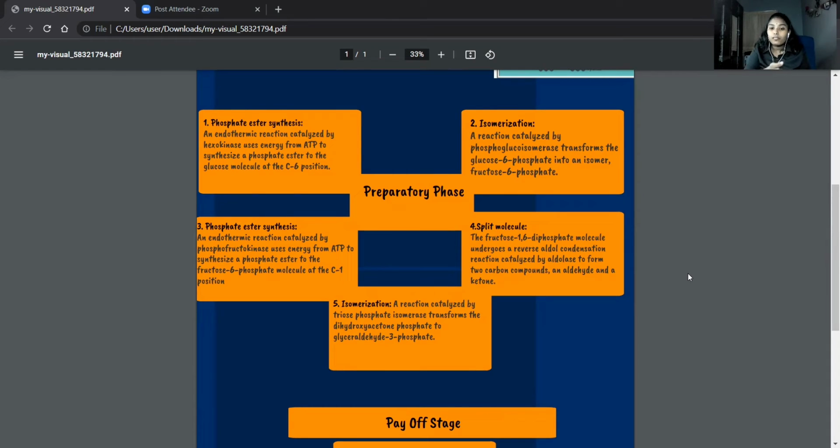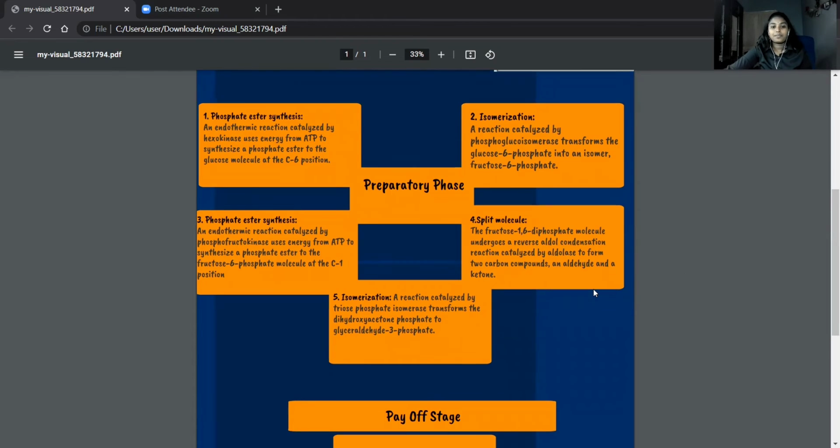Number 4, the fructose 1,6-bisphosphate molecule undergoes a reverse aldol condensation reaction catalyzed by aldolase to form 2 three-carbon compounds, an aldehyde and a ketone.